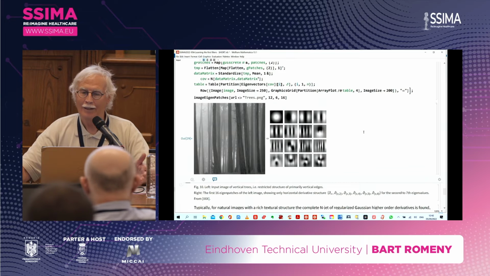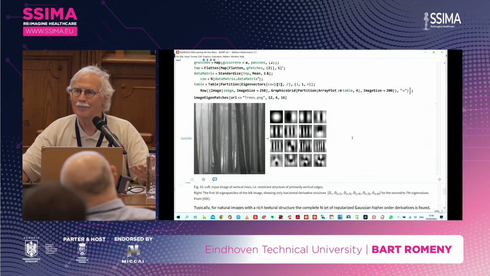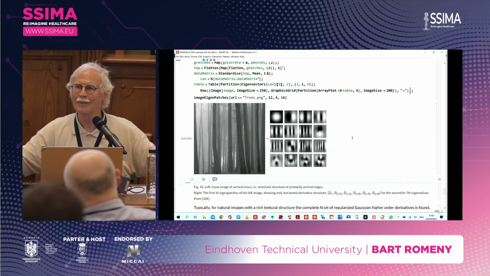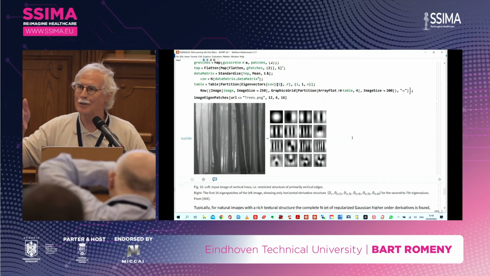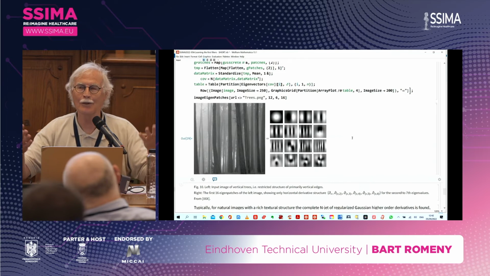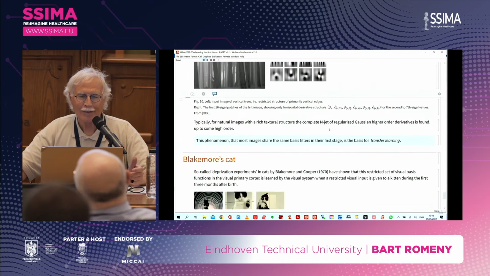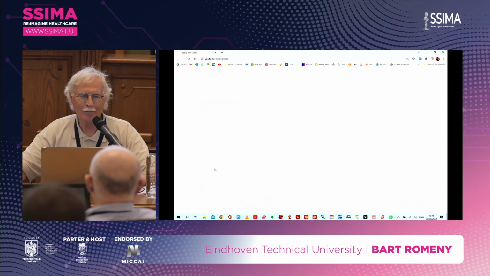If you give a child that's just born, it can only see horizontal trees. It never makes this vertical derivative filters because they are not there. You don't have to learn them. And that was actually done in a famous experiment with the cat. And I have a small movie here.